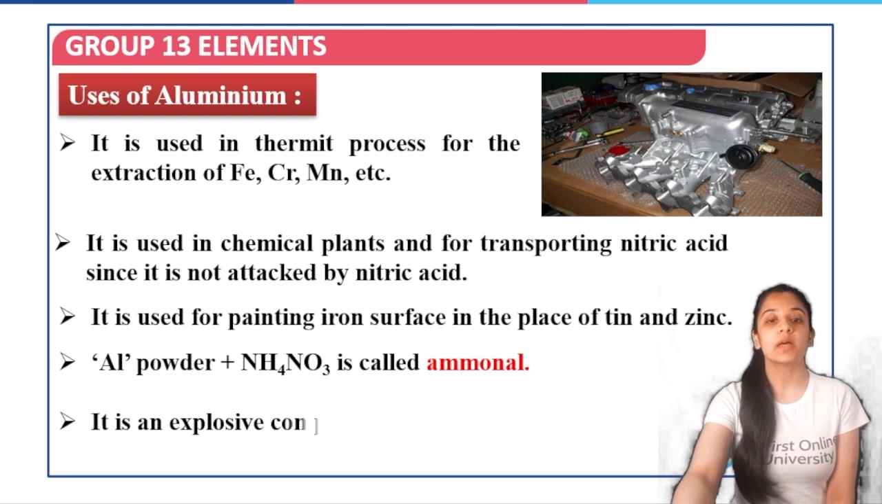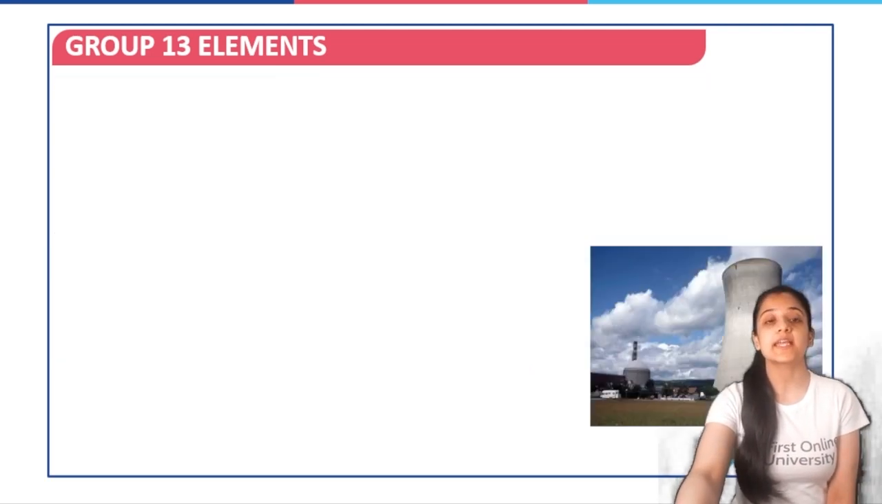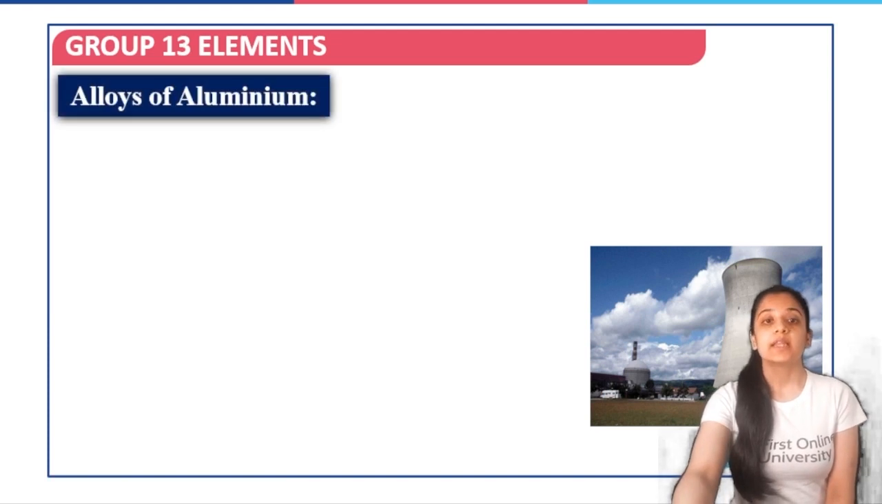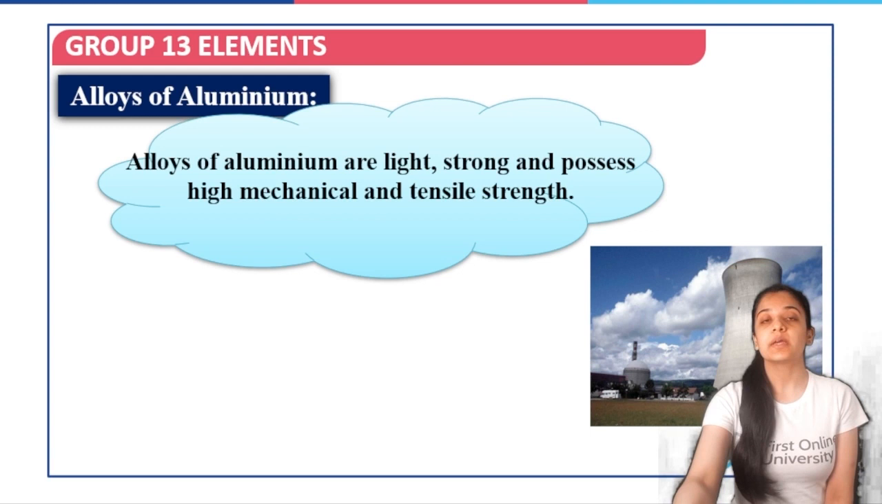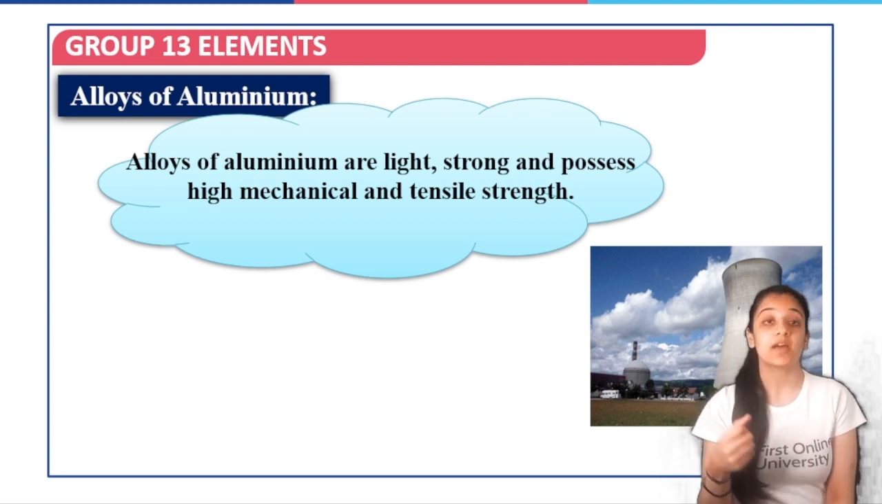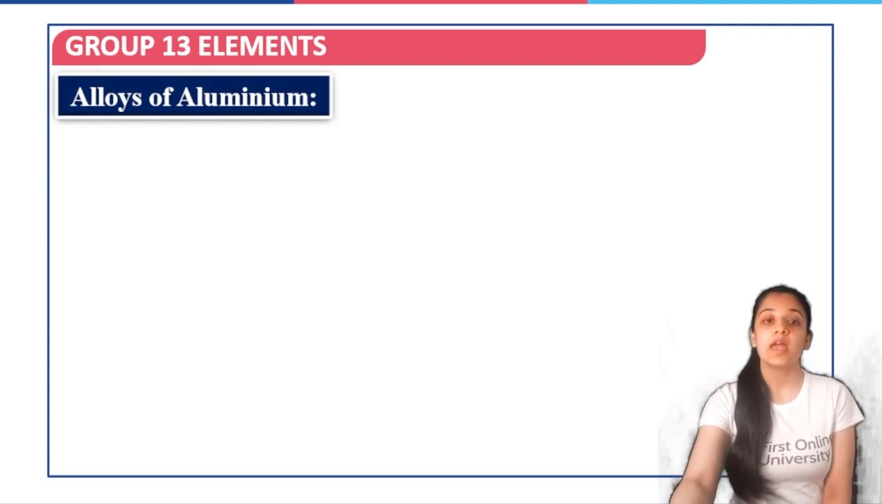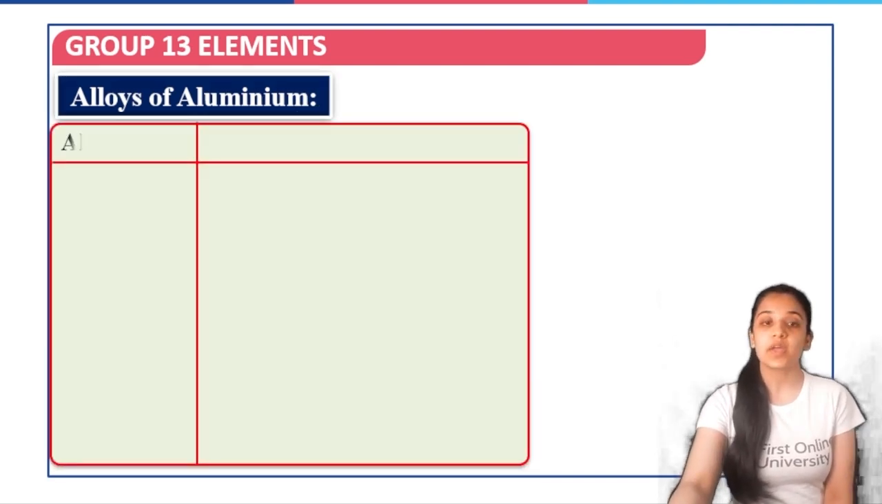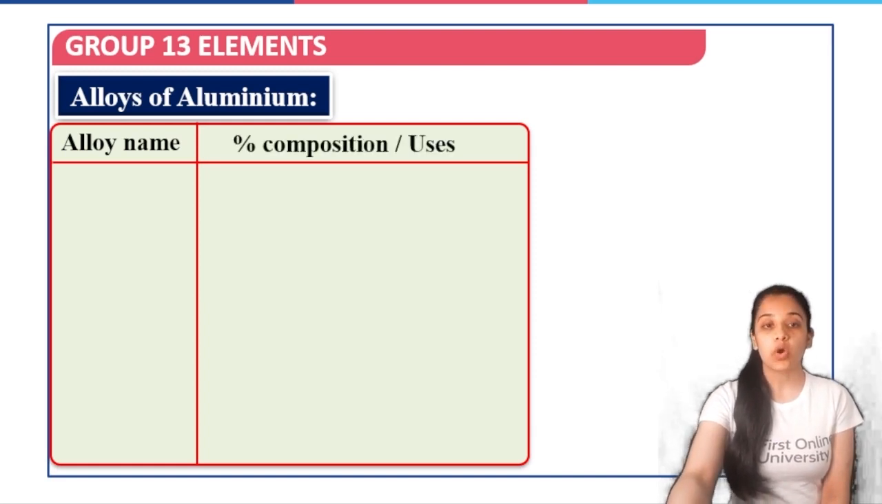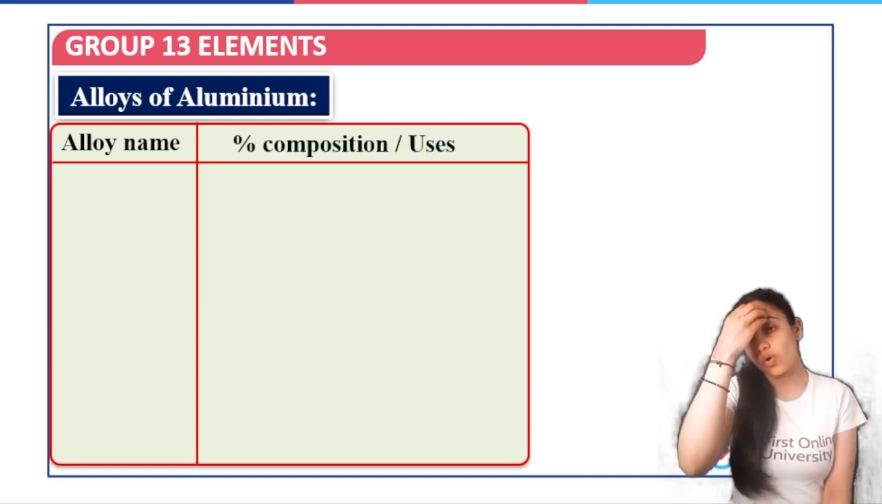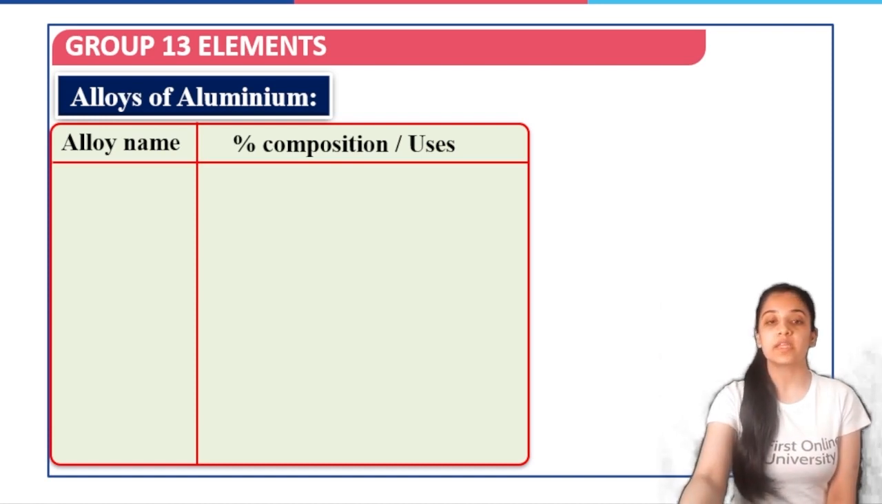Aluminium powder along with ammonium nitrate is known as ammonal, and it is an explosive compound. Then when we move on to the alloys of aluminium, they are very lightweight, very strong, and possess high mechanical and tensile strength. For this reason, the alloys of aluminium can be used for a variety of purposes, and we can talk about the uses and the percentage composition of these various alloys.